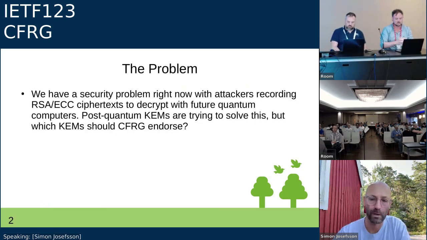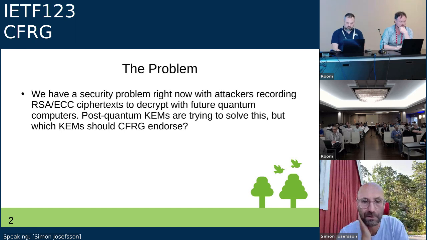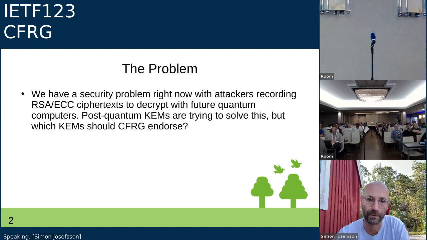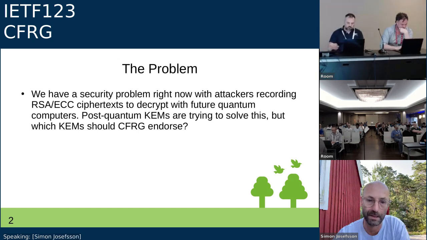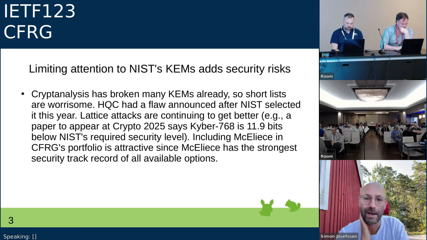So I think we're all aware of the problem stated, but it helps to take a helicopter perspective once in a while. The problem is really we have people collecting data right now, and what is CFRG going to do about it? And I think one of the arguments for Classic McEliece is that limiting the selection in CFRG to NIST options is limiting. There are alternatives that are attractive.